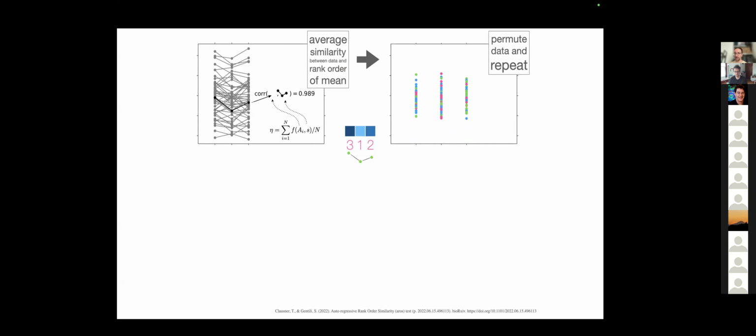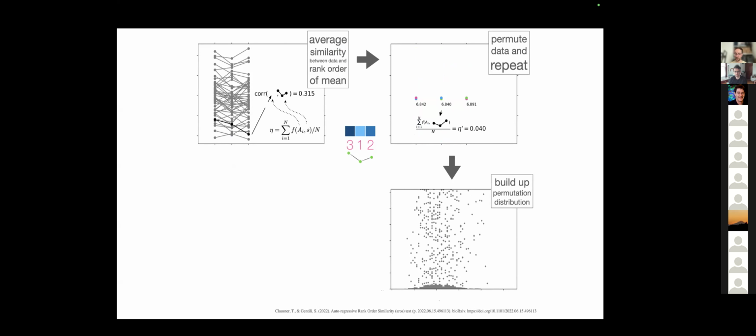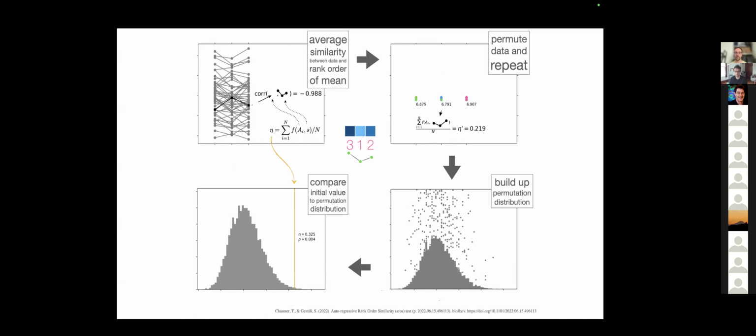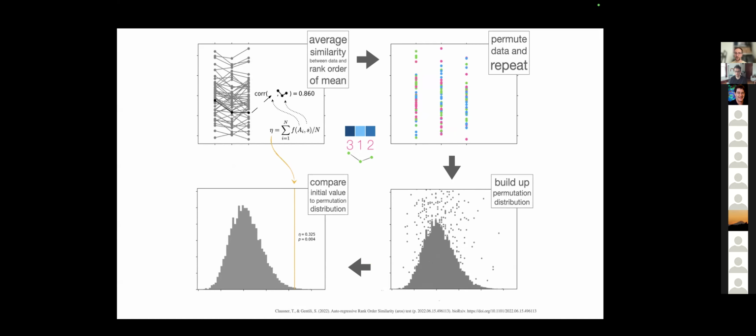You then shuffle the data and recompute this procedure. So you shuffle the layer labels basically, compute this average rank order again, and then just check again how well everything now fits to this random rank order. And you do this a lot of times so that you build up a permutation distribution, and later on compare your initial value to this distribution.